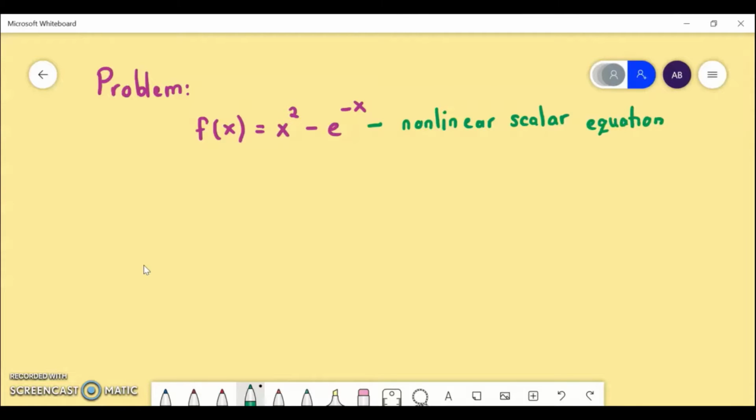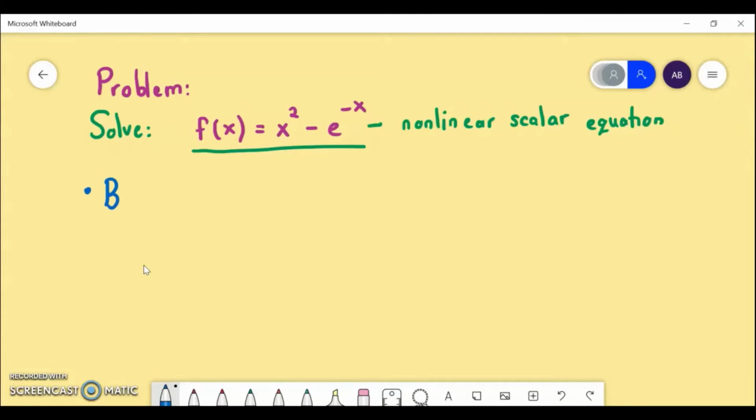So the question here is asking you to solve this problem. Now solve here means finding the x values. In other words, we want to find the roots for this scalar equation. What are the available roots? Since this is a nonlinear scalar equation, we're going to use numerical methods to solve. Now there are three methods that can be used for this problem.